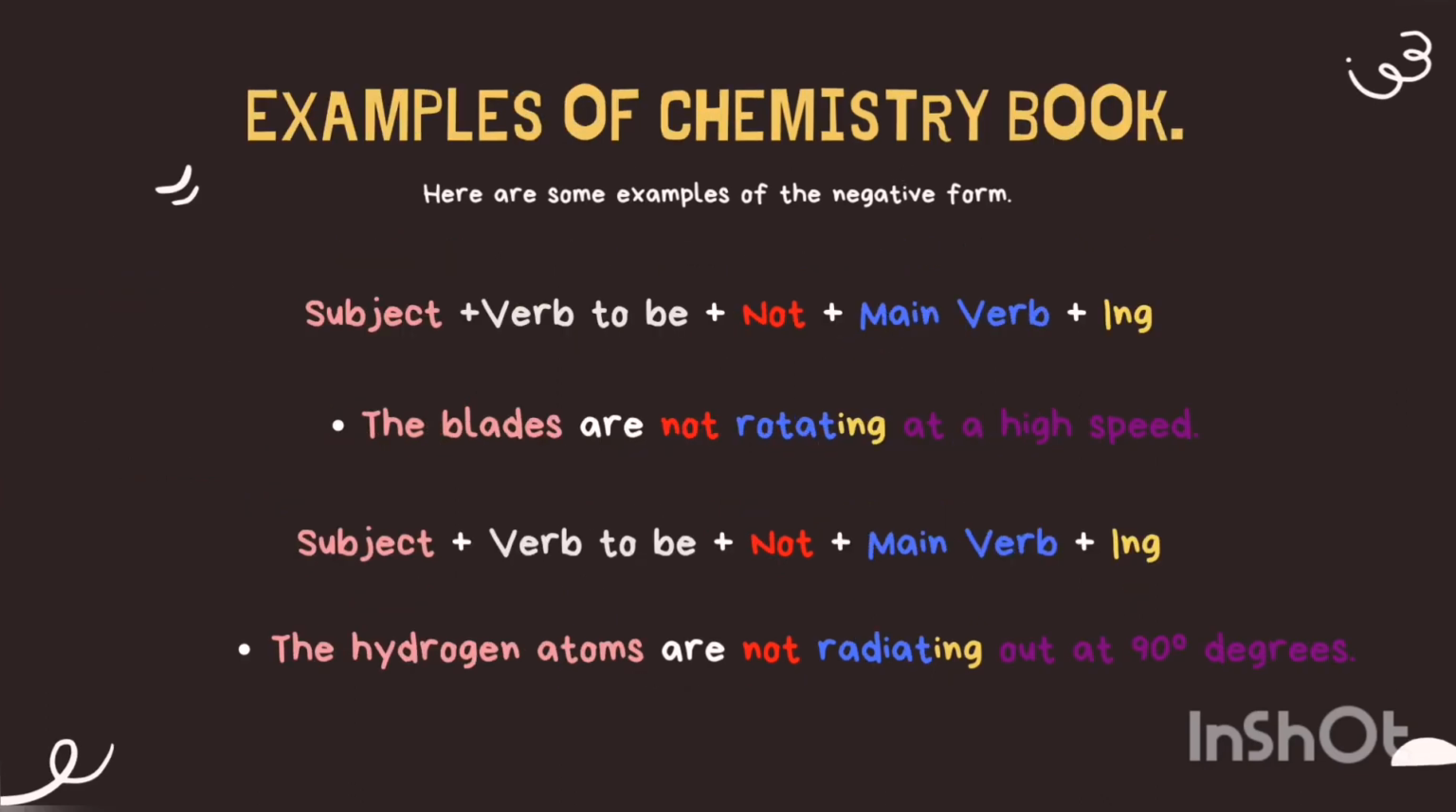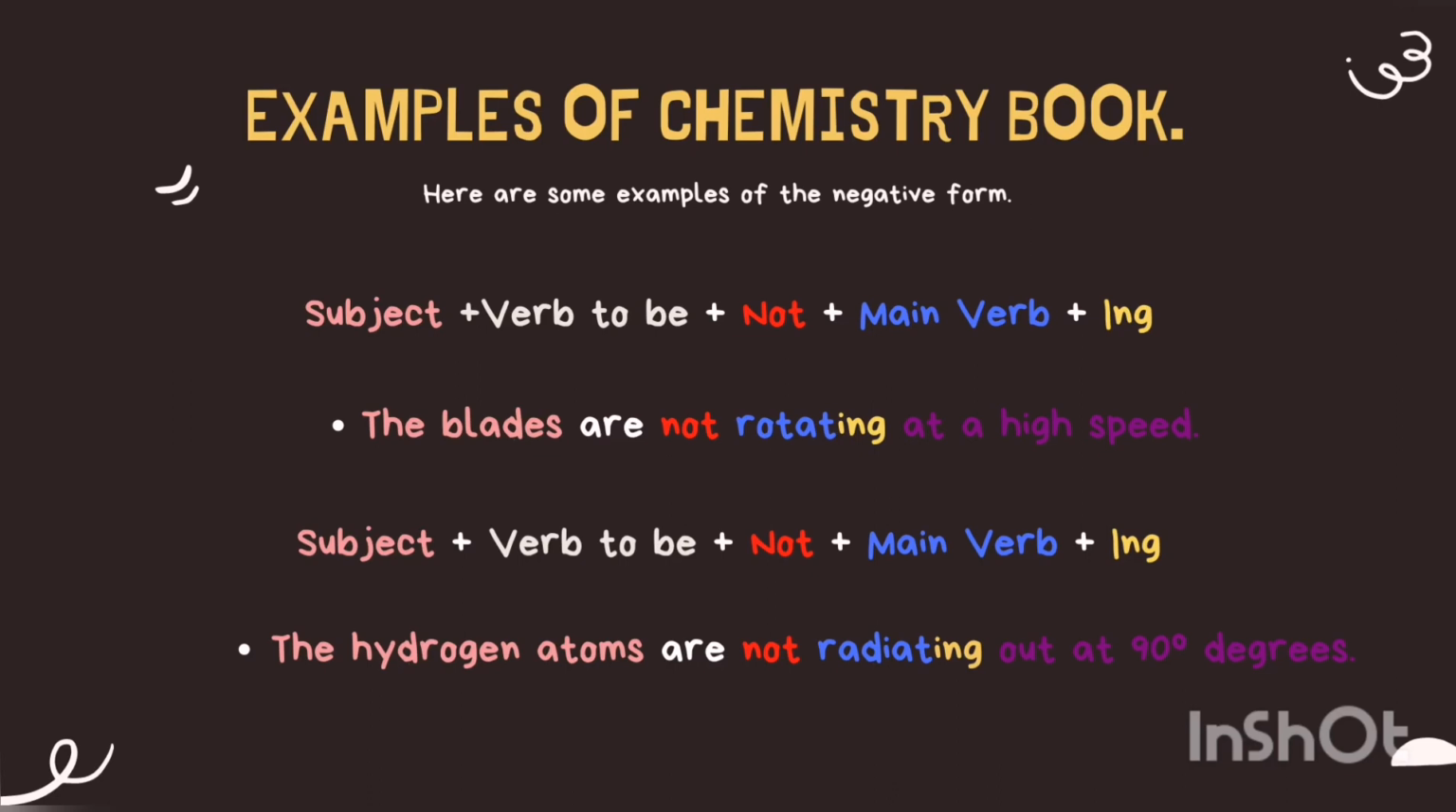Okay, now we have a little bit more complex examples. So, the blades are not rotating at high speed. The subject now is a noun. The blades is not a pronoun anymore, but is a subject too. Up here we have the structure for you to see: subject plus verb to be plus not plus main verb in ing.